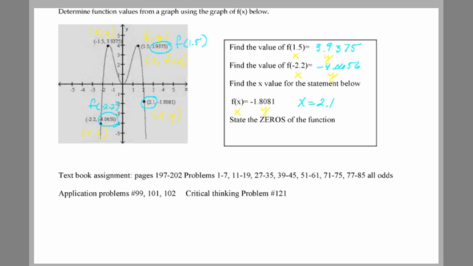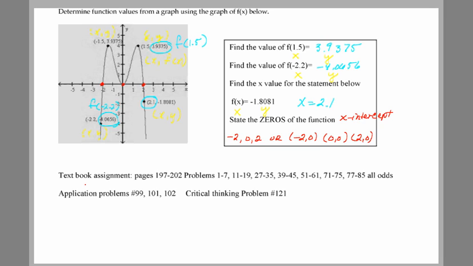Finally, last thing. Let's find the zeros of this function. And remember, a zero is another name for what? X-intercept. So let's go along the graph and find the places where the graph crosses the x-axis. There's 1, 2, 3. So 3 spots, and those are our zeros, and we can list them just as the numbers themselves, or we can list them as their ordered pairs. And that's it for 2.1. So graphical interpretation of function values.